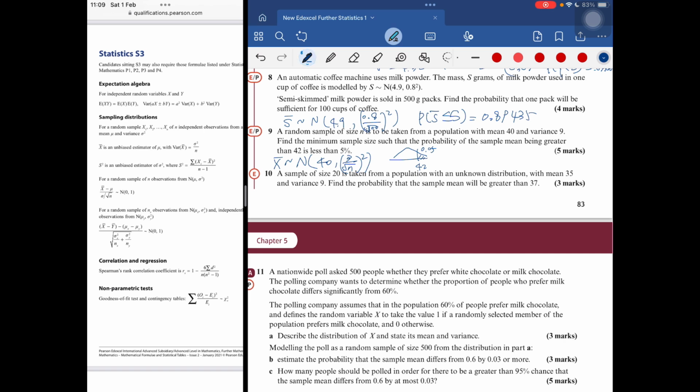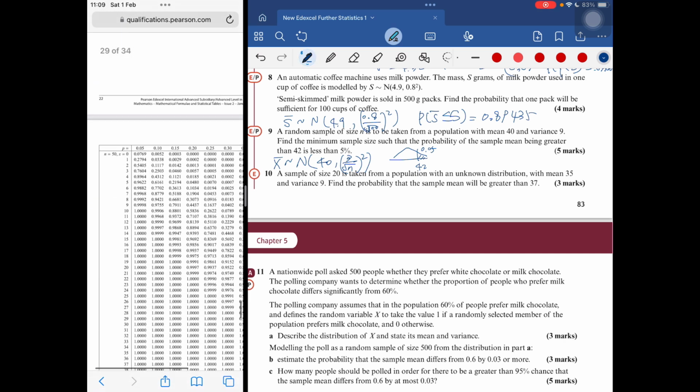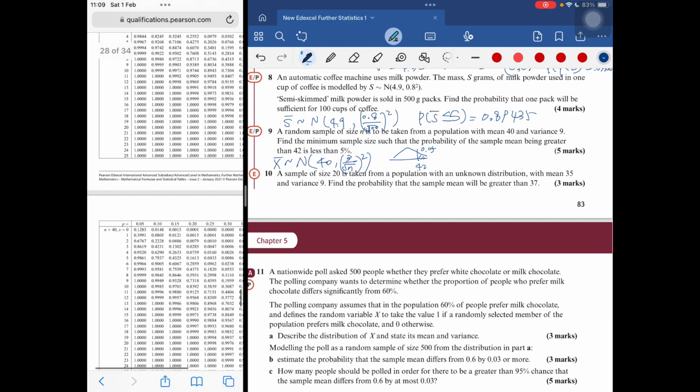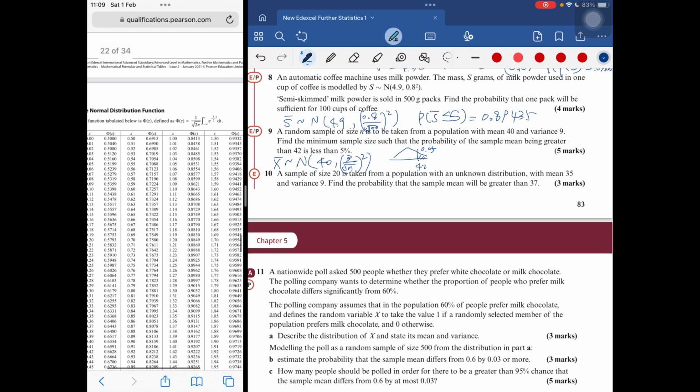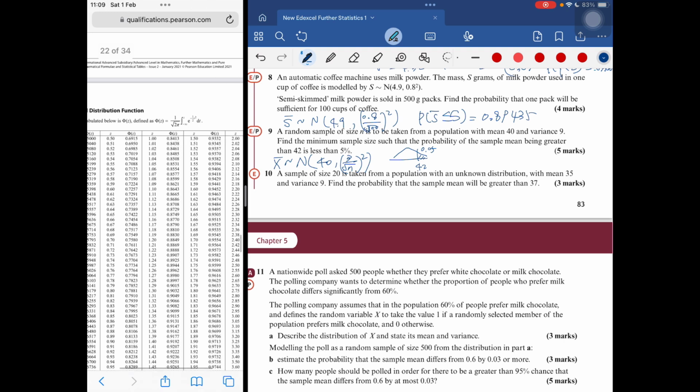So this is the one. We just found 0.05, 1.65. So (x minus mu) over sigma will be 1.65. So this is the minimum sample size here.